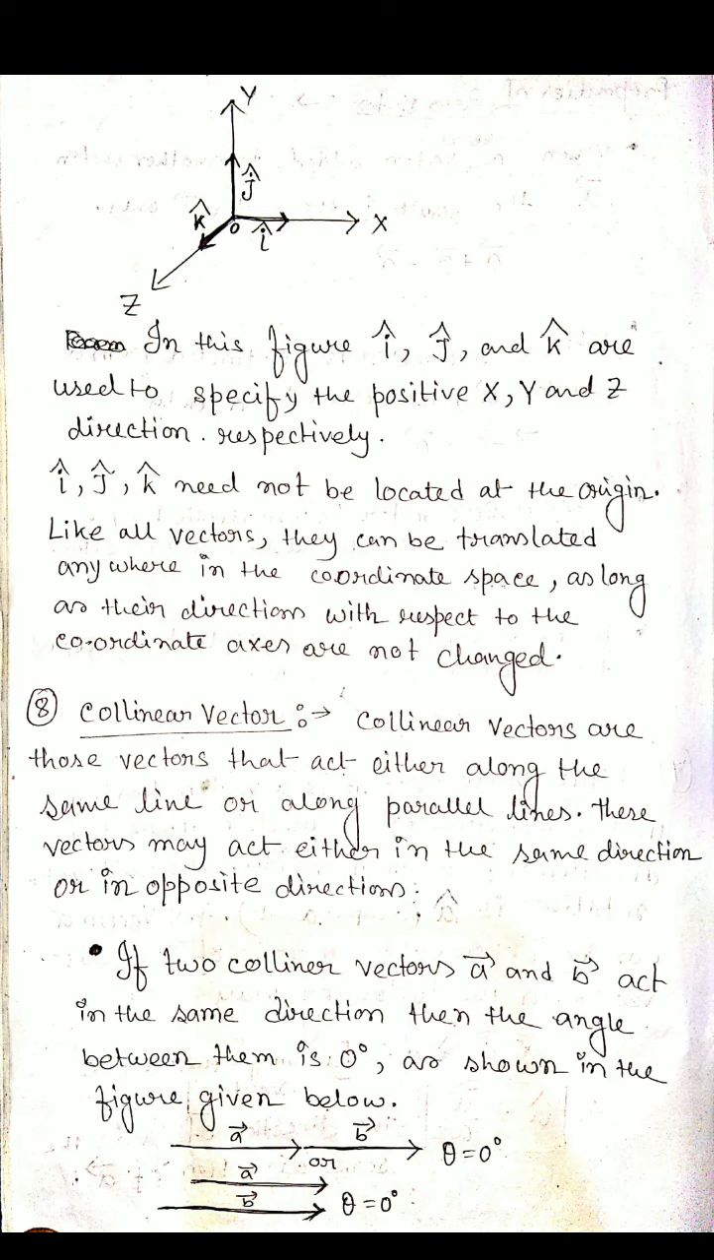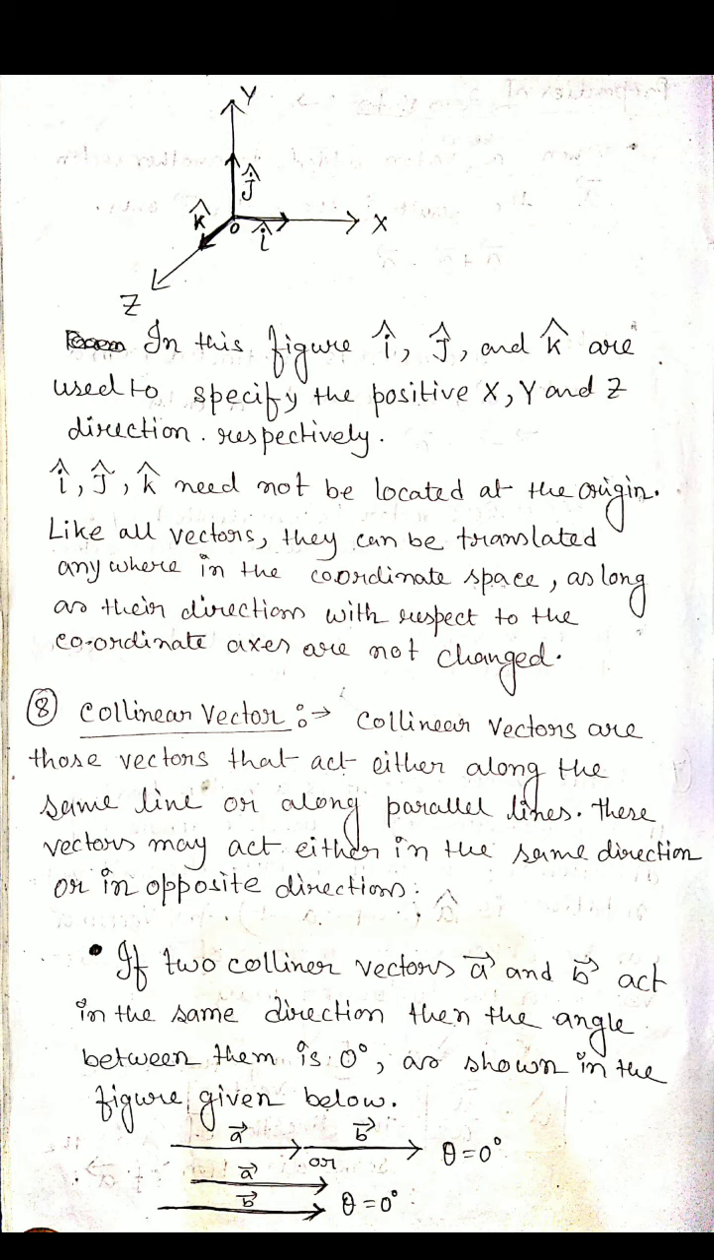So in the coordinate system we can also use these unit vectors in place of x, y and z. When i, j and k are there, you can understand it is along the x axis, y axis and z axis. Okay. The next vector is the collinear vector.